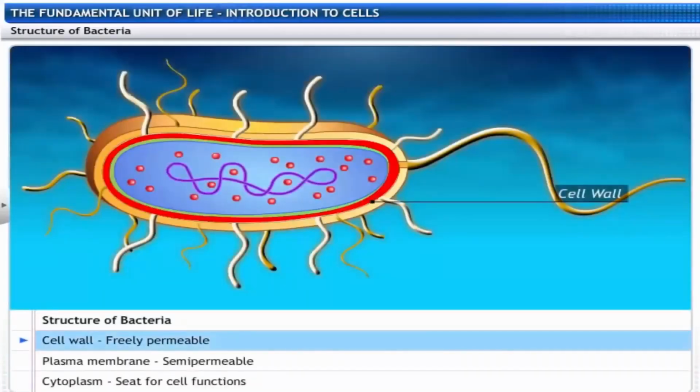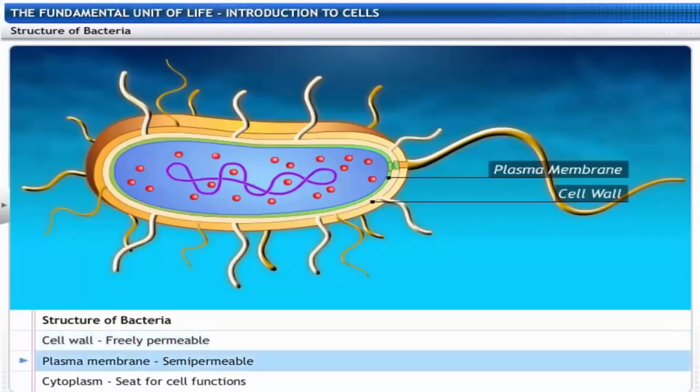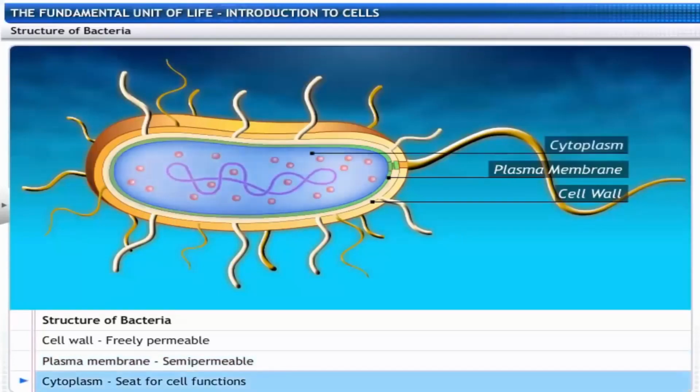The cell wall is a non-living layer composed of polysaccharides and proteins. The plasma membrane is a living membrane made of lipids. It is selectively permeable. Hence, it transports ions, nutrients, and wastes across the membrane. The cytoplasm is a clear, thick, jelly-like material that forms the seat for all the cell functions.